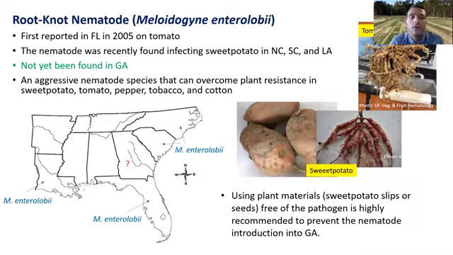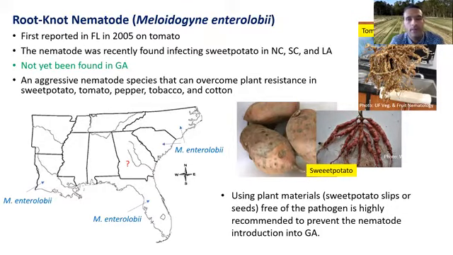In this slide, I'd also like to introduce another species of root knot nematode, Meloidogyne enterolobii. This nematode was found for the first time in Florida infecting tomato. However, more recently this nematode was found on sweet potato in three states: North Carolina, South Carolina, and Louisiana. Using a USDA grant, we started doing a survey for this nematode species in vegetable and also row crops, and we haven't found this nematode until now.